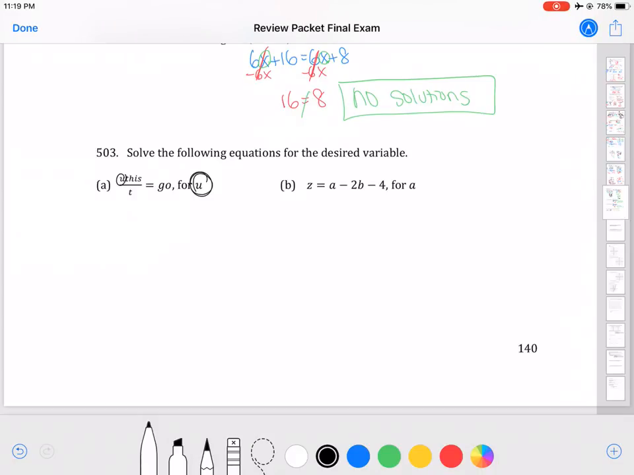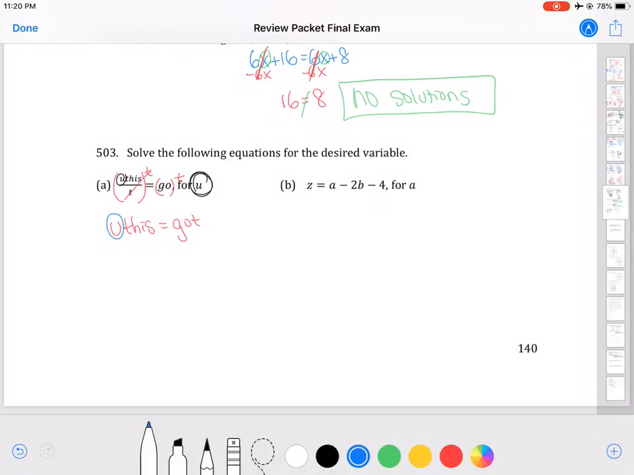You have to get rid of the divided by T first because the THIS on the top, to get rid of that I'd need to divide by it, and there's no space to divide by it right now because it's already being divided by T. So I've got to do that part first. To undo divided by T, you're going to multiply by T on both sides so that those T's cancel. You're left with U, THIS equals, and GO times T is just GOT.